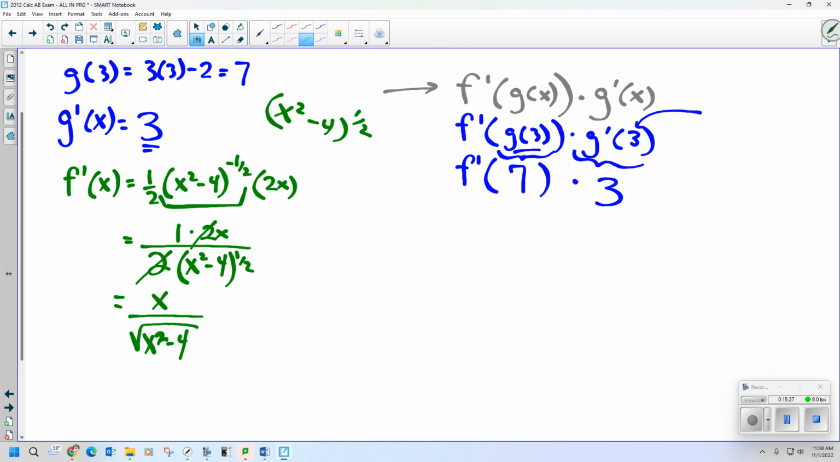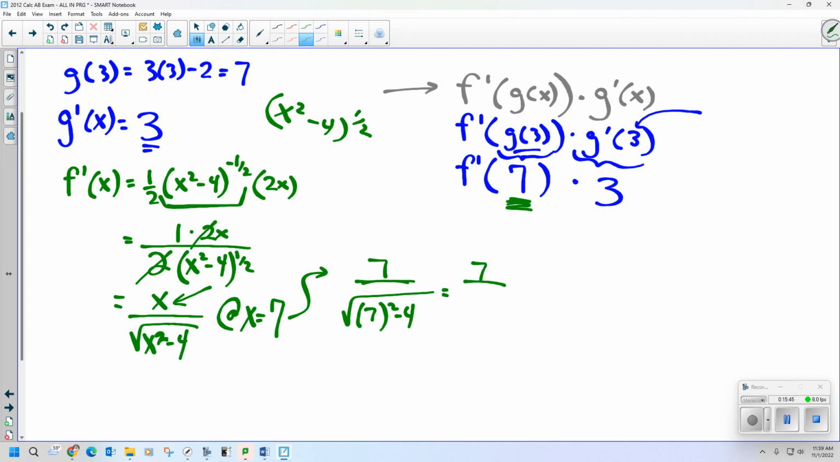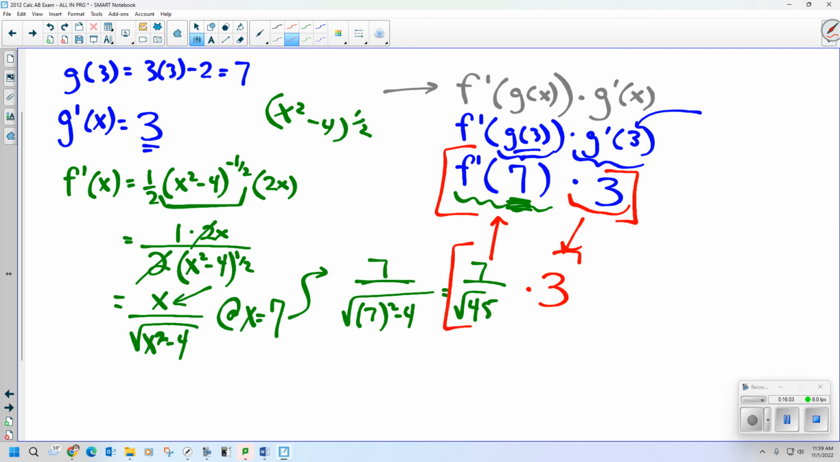I need that at 7 now. So 7 goes in top, right here. The square root of 7 squared minus 4. Okay, that's going to be 7 over 49 minus 4, the square root of 45. Don't forget, this is just this right here. I still need to multiply it times 3. Okay, so this answer here still needs to get multiplied times 3. This right here is this right here.